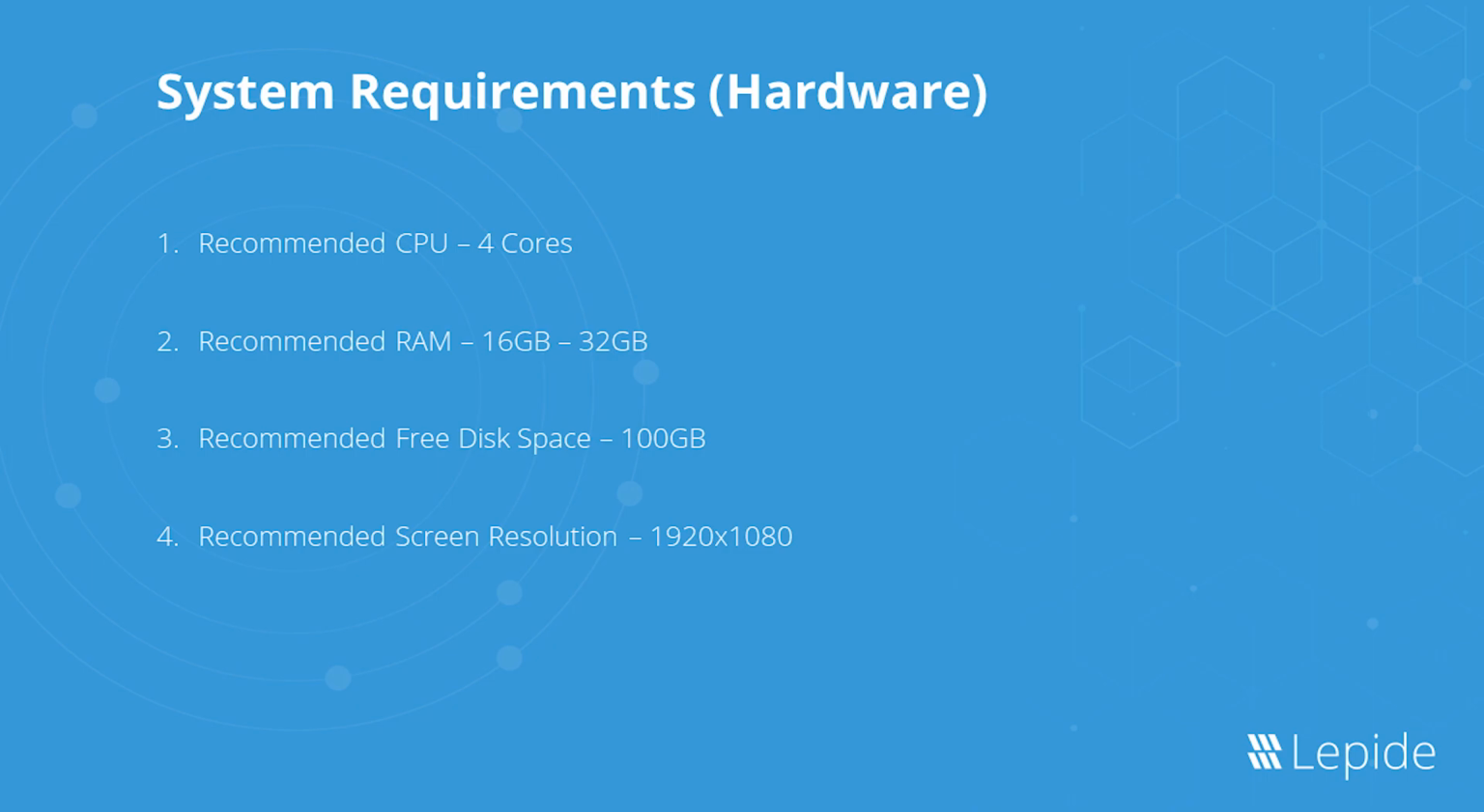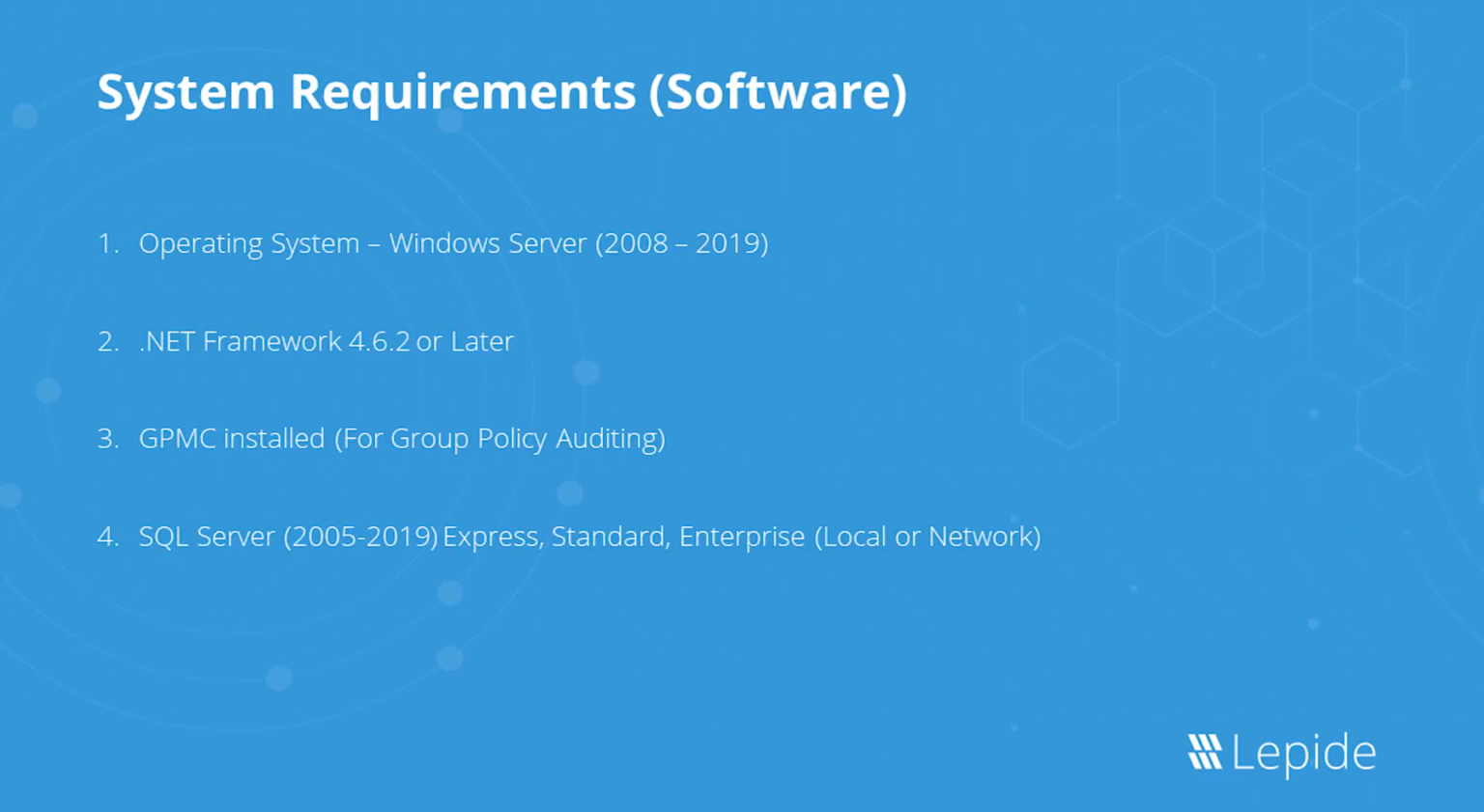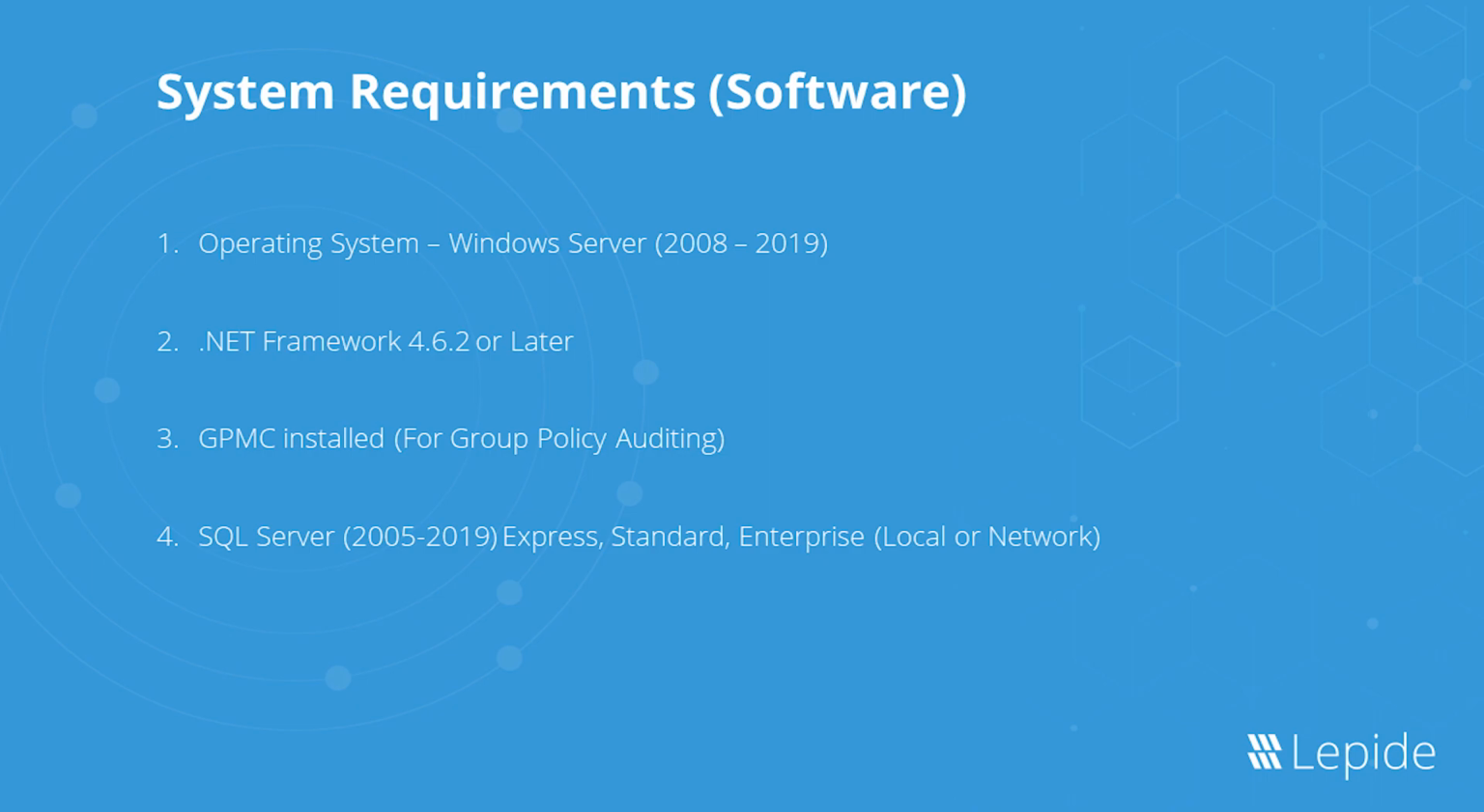You'll need to install Lepide on a machine with a recommended 4-core CPU with 16 to 32 gigabytes of RAM, 100 gigabytes of free disk space, and a recommended screen resolution of 1080p. We require a Windows Server operating system. Supported versions include any version from 2008 to 2019.